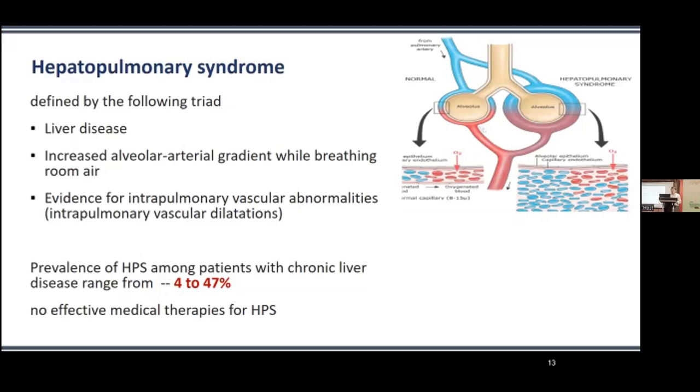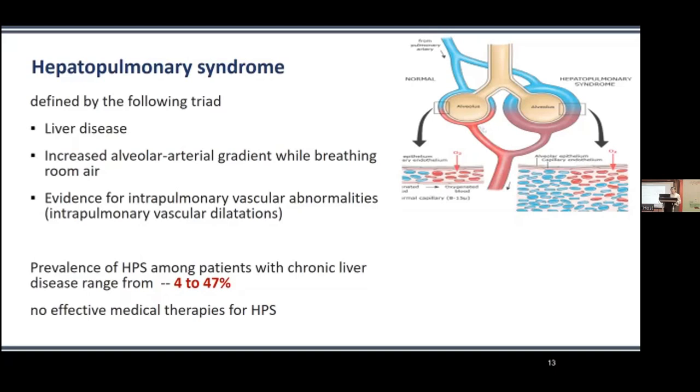The prevalence of hepatopulmonary syndrome among patients with chronic liver disease ranges from 4 to 47%, depending on the etiology of the cirrhosis. There is no effective medical therapy for hepatopulmonary syndrome.